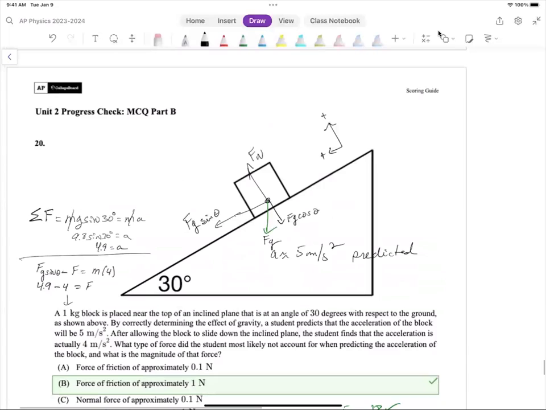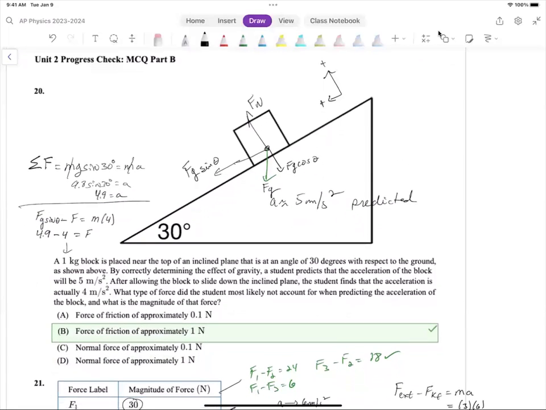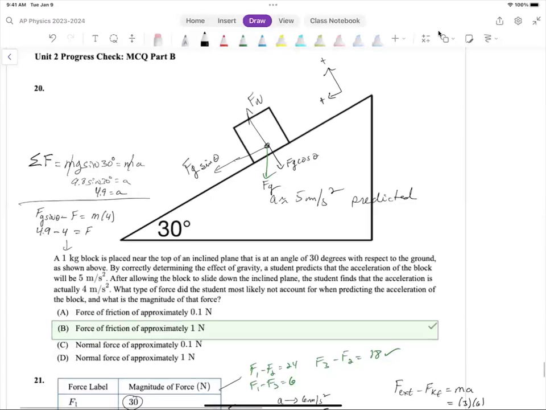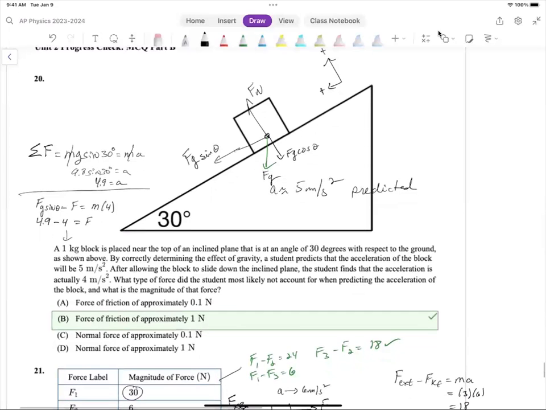We're close. We only have a couple more. I got a situation where I have a 1 kilogram block. It's placed near the top of an inclined plane that is at an angle of 30 degrees with respect to the ground. In other words, angle of incline. The student correctly determines the effect of gravity, and they predict that the acceleration of the block will be 5 meters per second squared. However, they measure it experimentally, and they determine it's only 4 meters per second squared. What type of force did they most likely not account for when predicting the acceleration of the block?